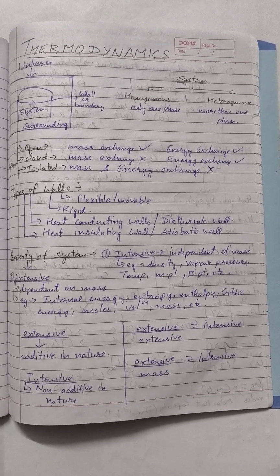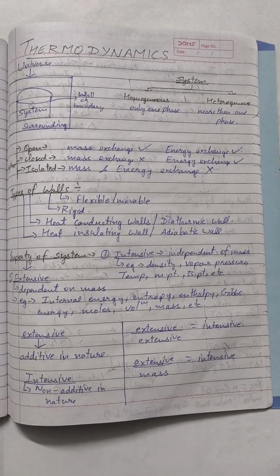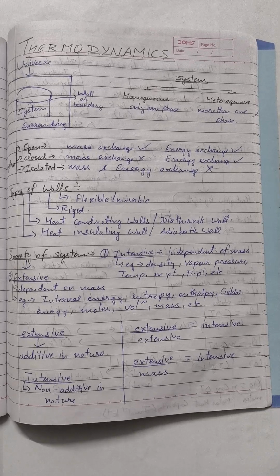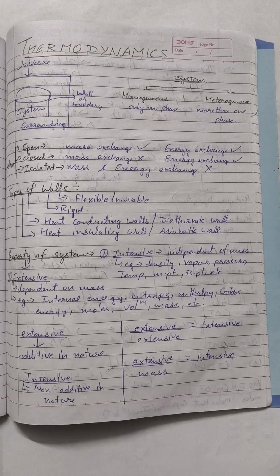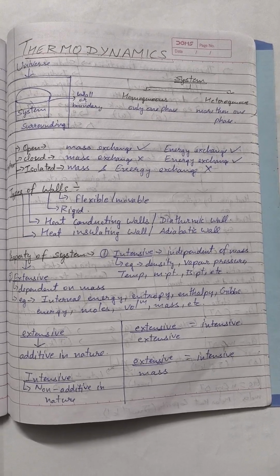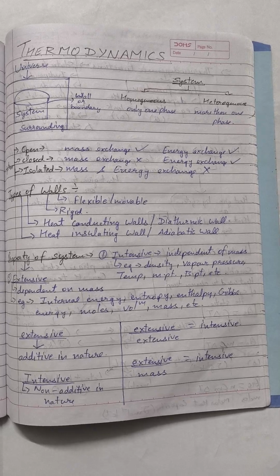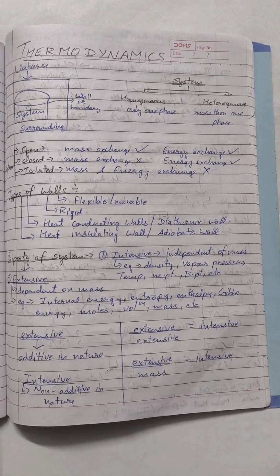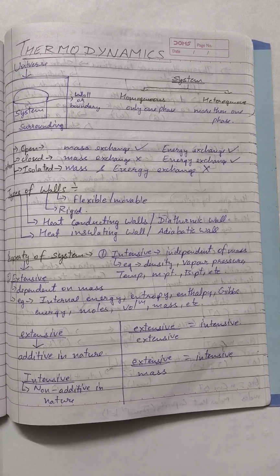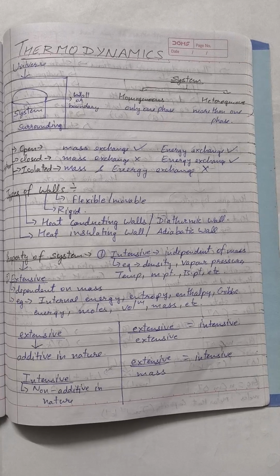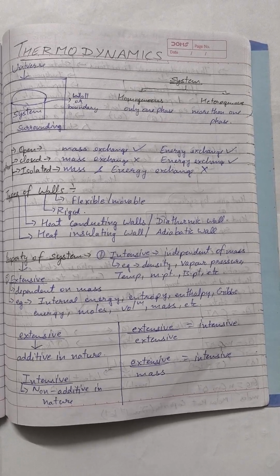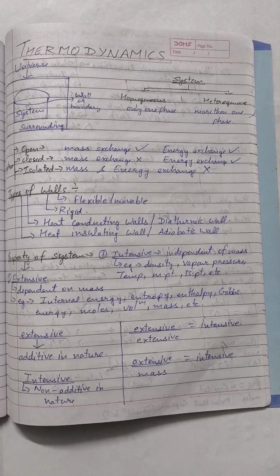When we add system plus surrounding, we get the universe. System can be divided into two types on the basis of phase: homogeneous system and heterogeneous system. Homogeneous system is in which only one phase is present. In a heterogeneous system, more than one phase are present.